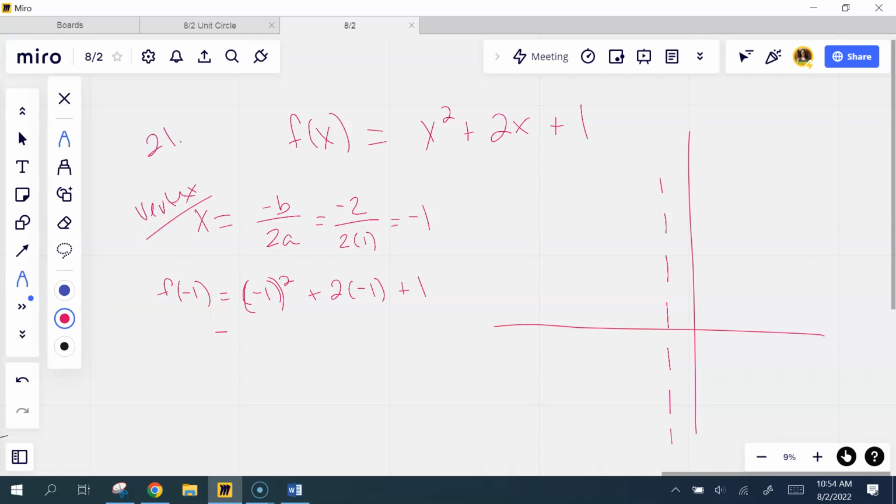All right. Negative 1 squared is 1. 2 times negative 1 is, thank you, which gives me what? 1 minus 2 is negative 1, plus 1 is 0. There's my vertex.